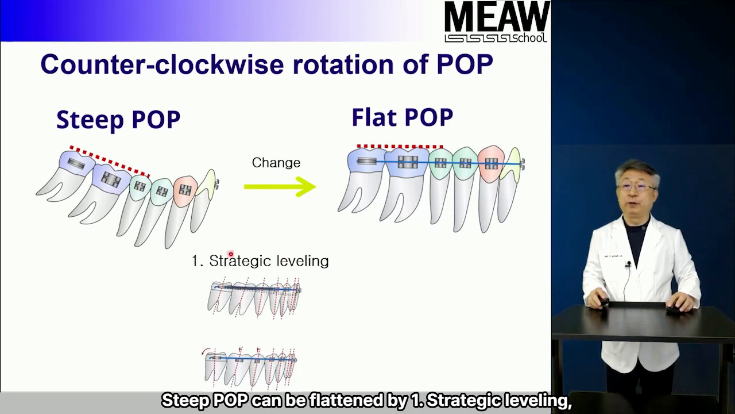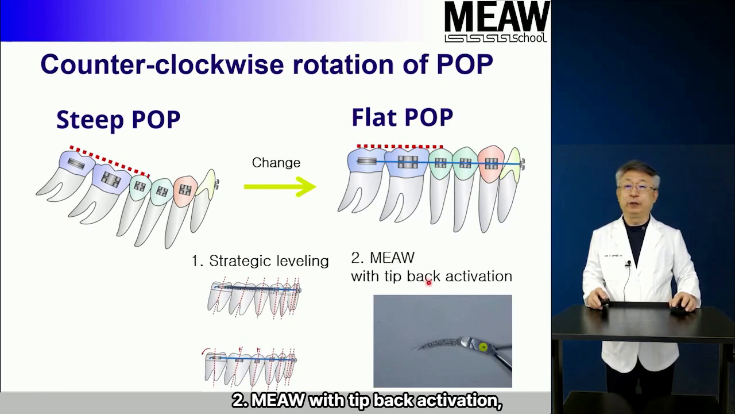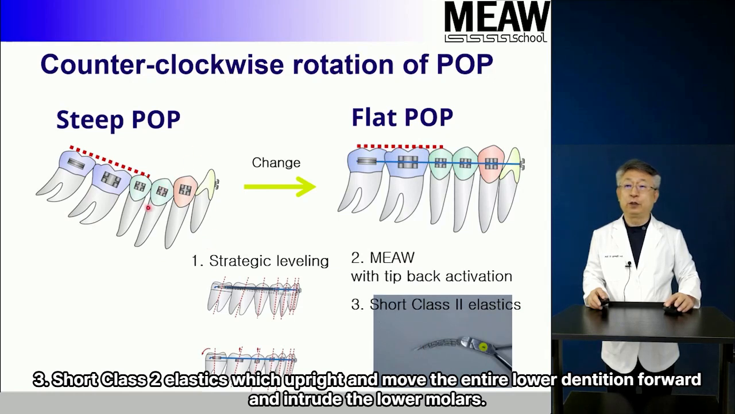Steep POP can be flattened by 1. Strategic leveling. 2. MEAW with tip-back activation. 3. Short Class II elastics which upright and move the entire lower dentition forward and intrude the lower molars.